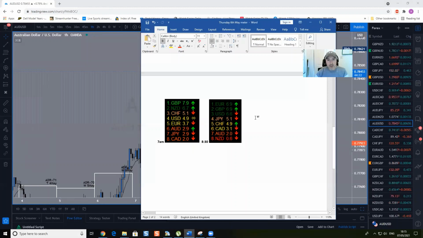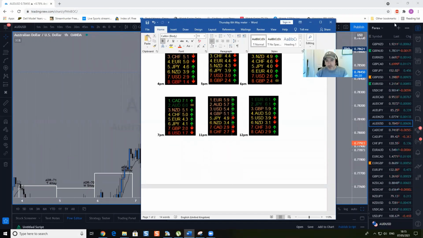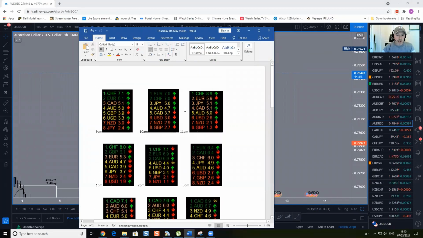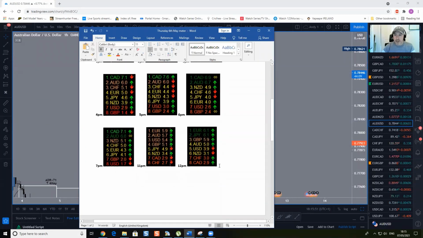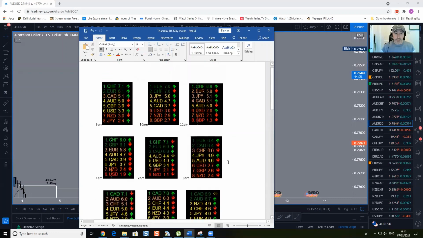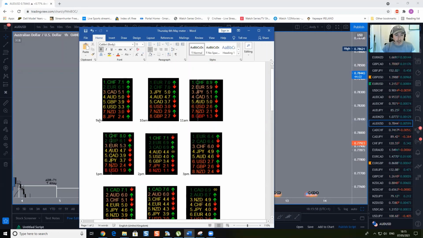I just want to show you something. This here was taken yesterday. I took these at 9, 10, 11 and so on, each hour, just to give you a flavour of what we're looking at for these strengths. Yesterday, CHF at 9 AM was the strongest and JPY was the weakest. That means the price is going up. If you look at this an hour later and the CHF is still up there and the JPY has moved up, that means the Swiss is still stronger than the JPY, but the JPY has just taken a spike.